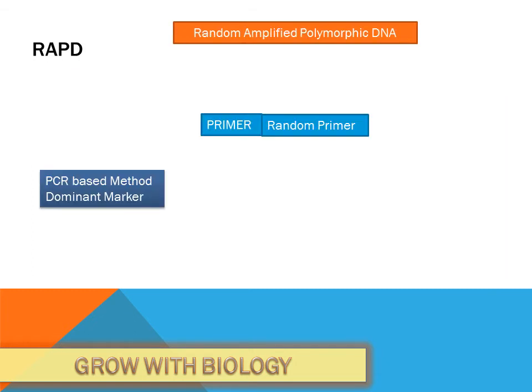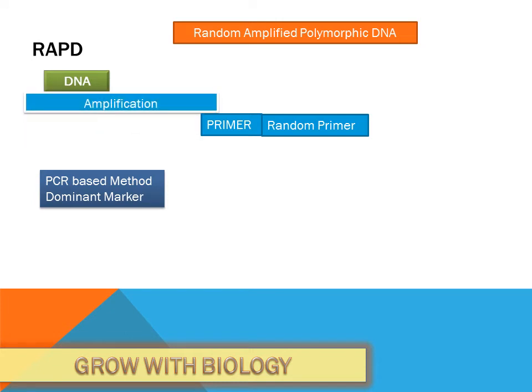Next is RAPD, that is random amplified polymorphic DNA. Again we start with DNA. Now here it is amplification. Amplification means increasing the quantity of DNA. Amplification will be done with the help of the PCR machine or PCR mechanism.